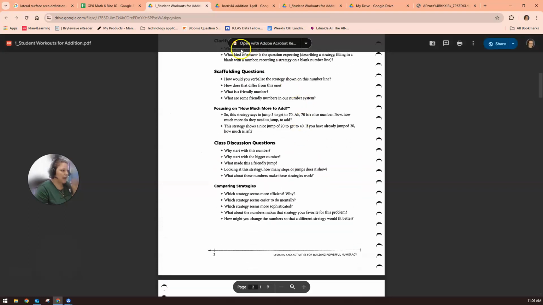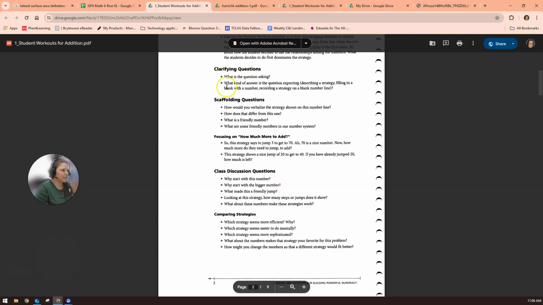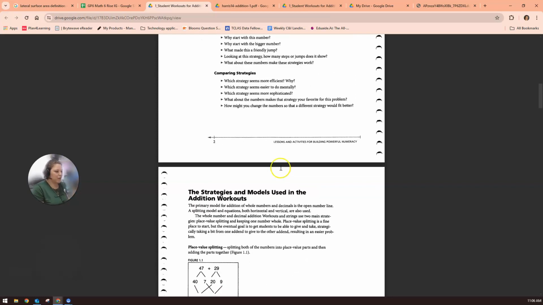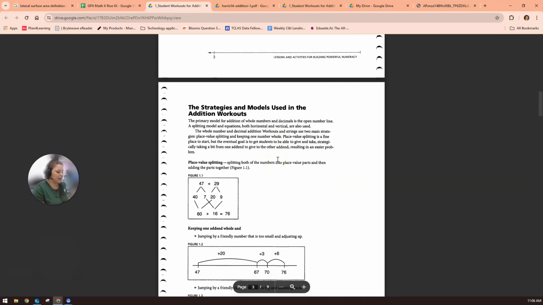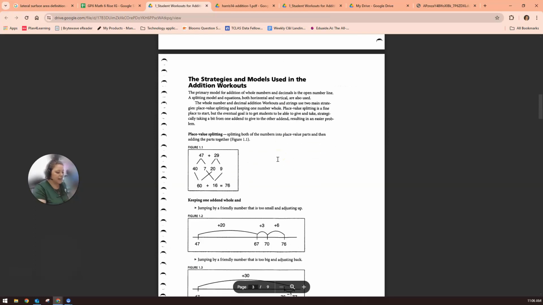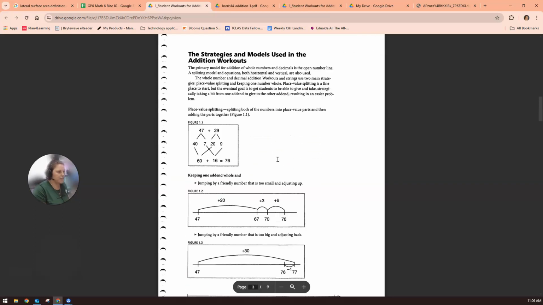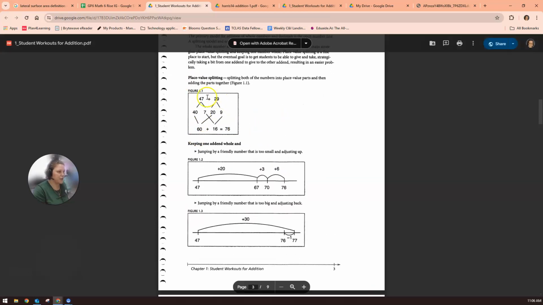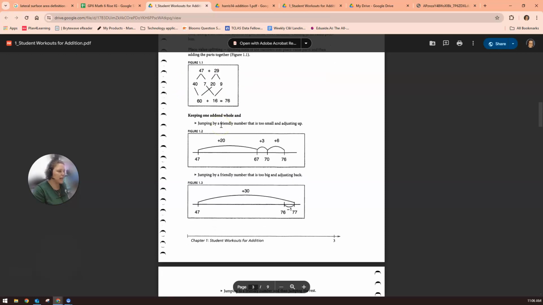In this front matter, or the overview, they have clarifying questions, scaffolding questions, and class discussions. All of this will help you implement questioning in your planning. In workout one, we're introducing strategies. So in the overview material, it lets you know what different strategies are called: place value splitting.